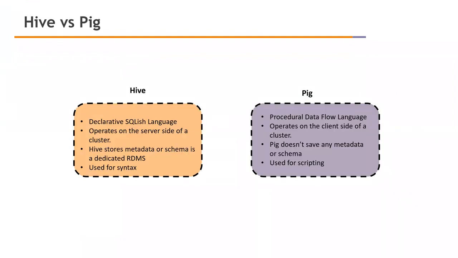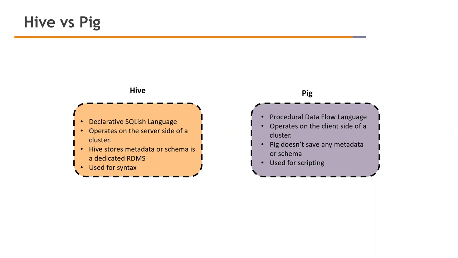Now, Hive and Pig comparison. This is something which people usually want to do because both the tools achieve similar results. Whether you are using Hive or Pig, it can analyze big data and give you output. So Hive is a declarative language, whereas Pig is a procedural language, one difference. And Hive operates on the server side of a cluster. So when you are installing Hive, it runs on a server. Pig is actually a client-side utility. There is nothing called a Pig server.